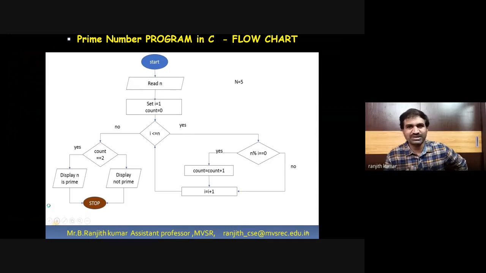So the first step is what? Start, read the number and initialize the required variables, and start checking from 2 to n minus 1. You can also consider 1 and n. If you don't consider them, let us write it both ways using this simple flow chart. Are we clear? So let us follow the flow chart and write the program.